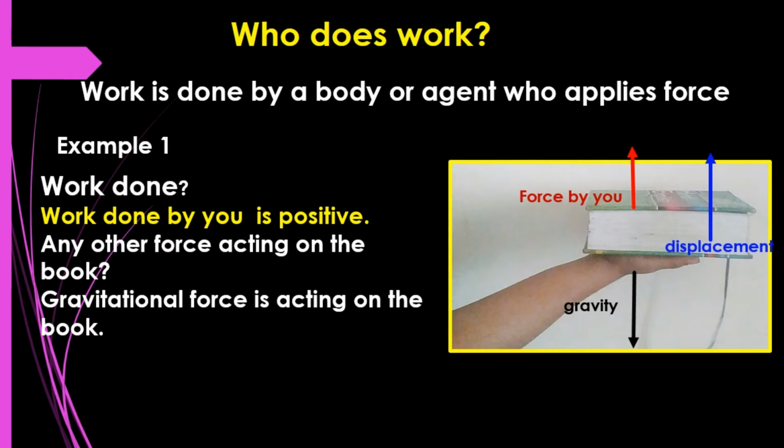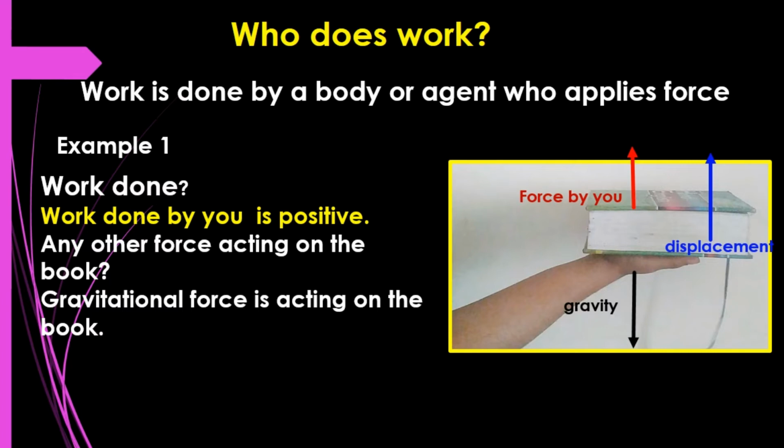That means when you lift the book upward, Earth applies a force on the book in the downward direction, and the book is displaced in the opposite direction. In this case, gravity or Earth does work on the book. And what is the work done by the Earth on the book?